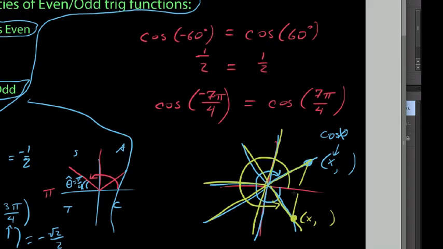So in other words, you could just do this 7 pi fourths. By the way, that's going to have a reference angle of pi fourths. And cosine of pi fourths is just radical 2 over 2. So you get radical 2 over 2 for this guy and radical 2 over 2 for this guy.